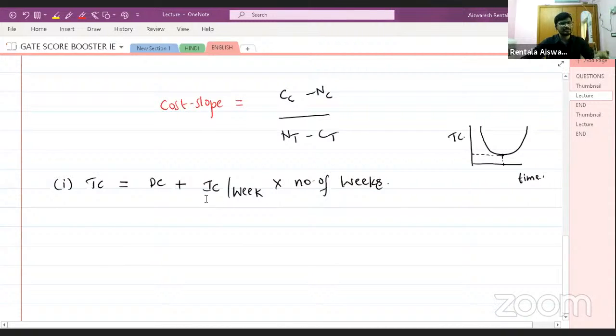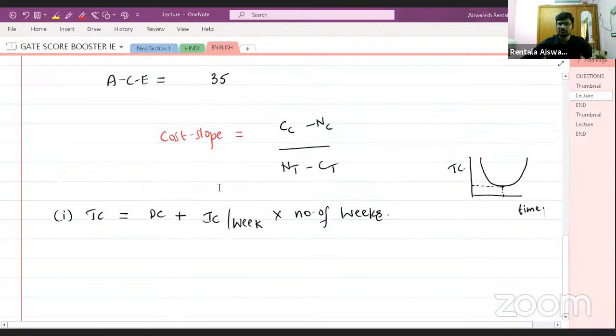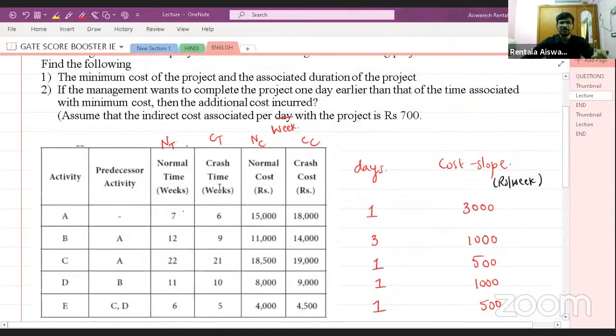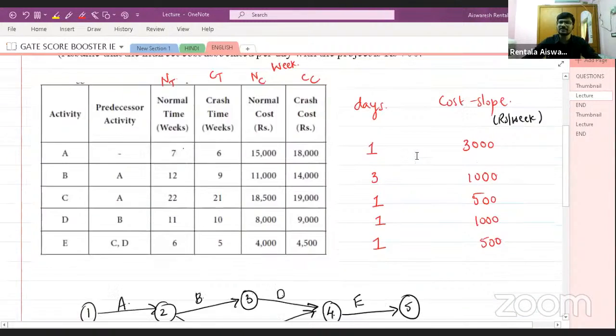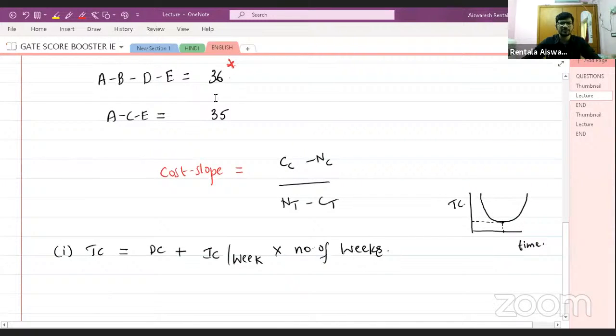Now let us see first how to calculate indirect cost. Very much simple. So indirect cost per week. Assume that indirect cost per week is rupees 700. They have given, so 700 it is given. So 700 into number of weeks. So what is this number of weeks? This number of weeks is your project completion time. So you need 36 weeks to complete your project, right or not? So total indirect cost, you can simply calculate 700 into 36. Done.